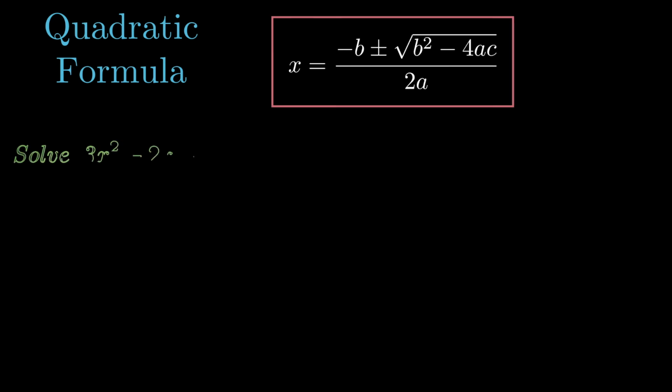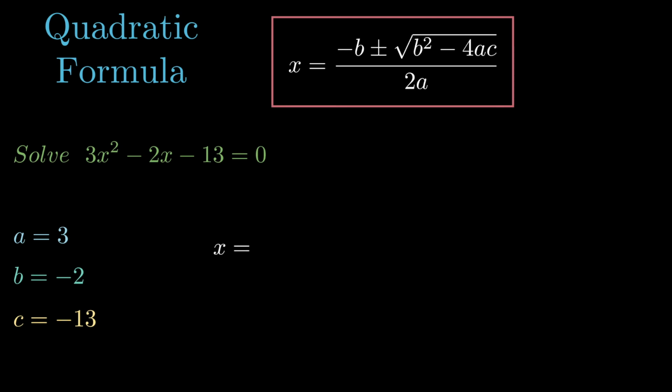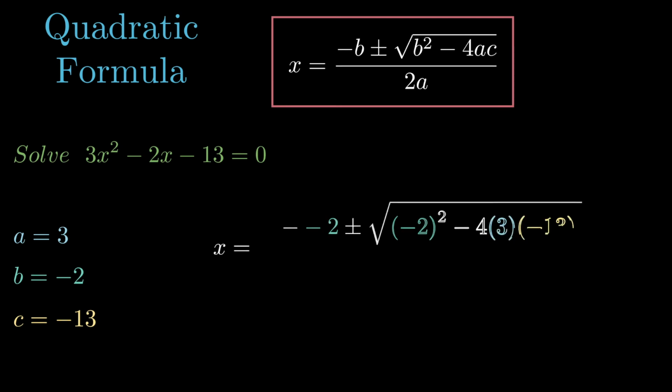Now let's go on to the third example, and this question is solve 3x squared minus 2x minus 13 equals 0. Same method, write out what a, b and c is. A is equal to 3, b is equal to minus 2, and c is equal to minus 13. So as b is equal to minus 2, in the beginning we're going to have minus minus 2. So the negative is going to cancel out to give a positive.